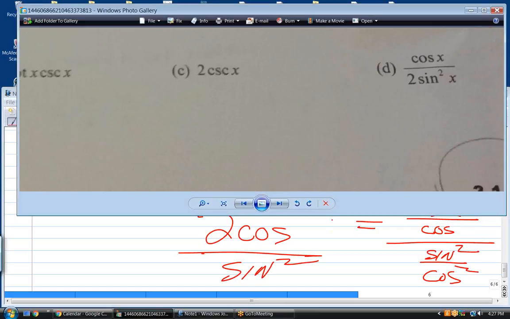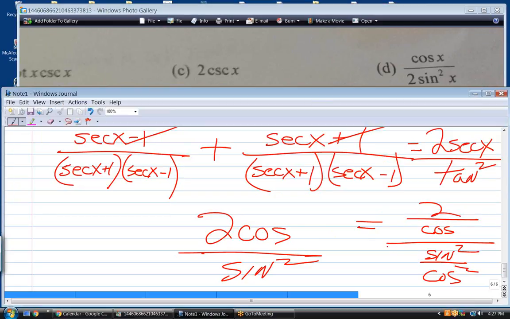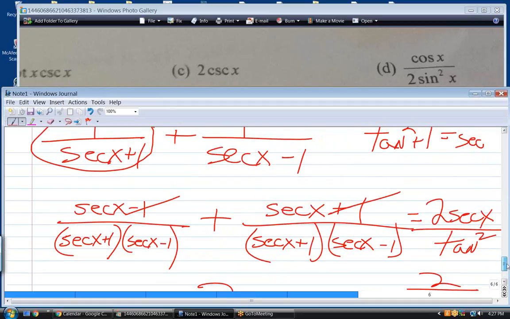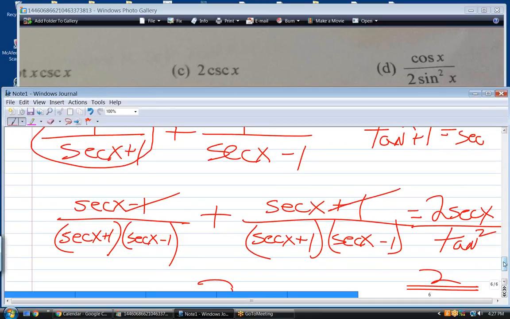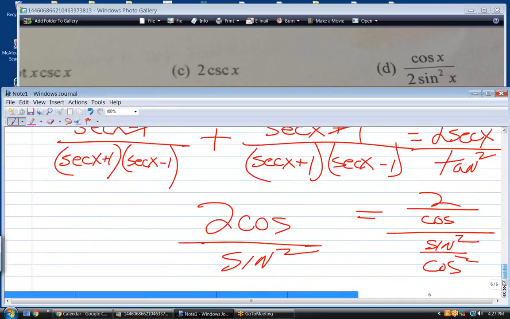Did I get my 2 in the wrong spot? Maybe. No, the 2 was always in the numerator. We came up with 2 secant x's. What else does this look like? In other words, what else is that?